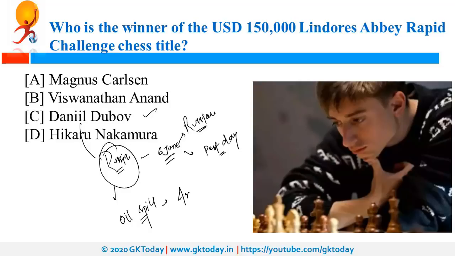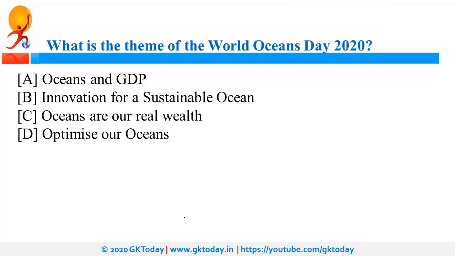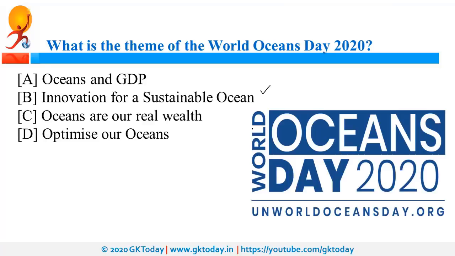in the Ambarnaya River. What is the theme of World Oceans Day? The right answer is Innovation for a Sustainable Ocean, and every year on 8th of June, World Ocean Day is celebrated. It is important to note that it is being celebrated since 2008, and the concept of this World Ocean Day was proposed by Canada during the Earth Summit in 1992. Now answer in the comment box which country was the host of this Earth Summit of 1992. It is one of the most important summits from an exam perspective also.